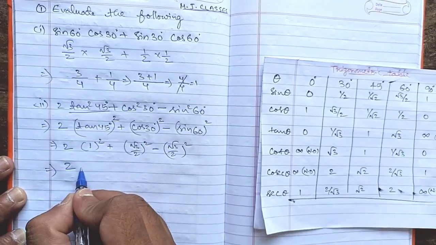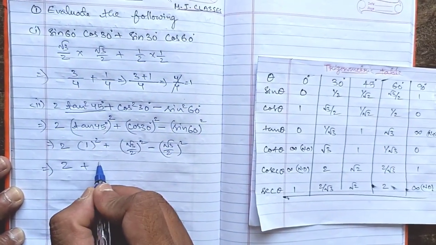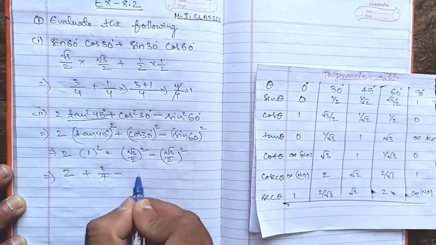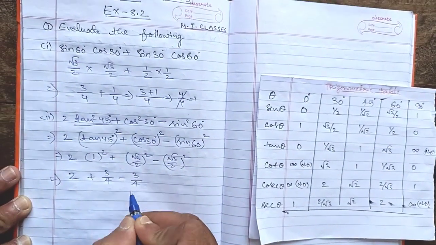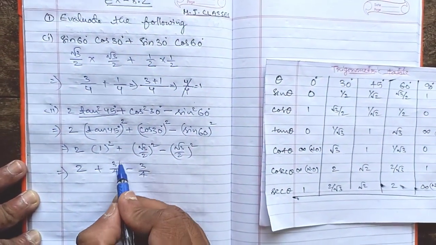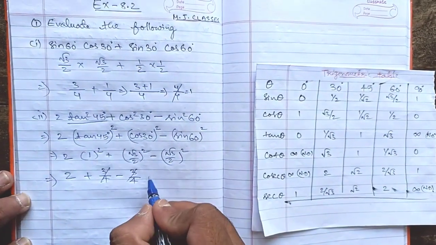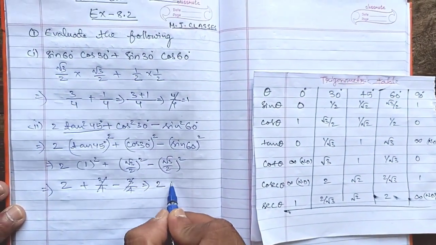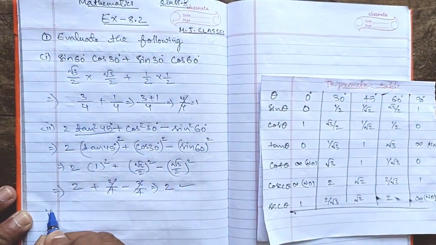2 1 1s are 1, 2 1s are 2, plus 3 by 4 minus 3 by 4. So these two will be cancelled out because of the opposite sign. Our answer is 2.